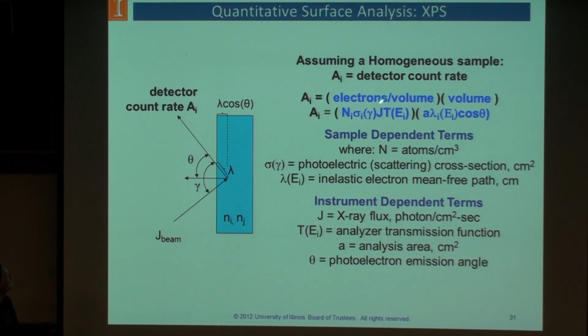And we'll have terms in this equation that relate to the number of electrons that are emitted per unit volume, and others that describe the volume of our analysis. And then some of these terms will be sample dependent, such as the number of atoms, which is what we'll try to extract from this exercise. And then we'll also have some instrument-dependent terms: X-ray flux, analyzer transmission, area and emission angle.